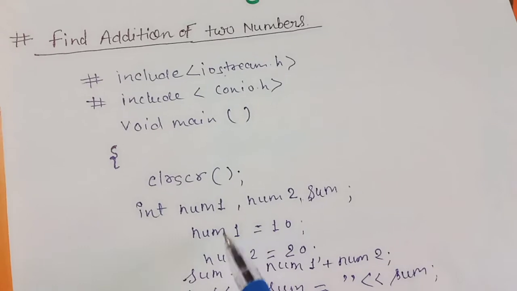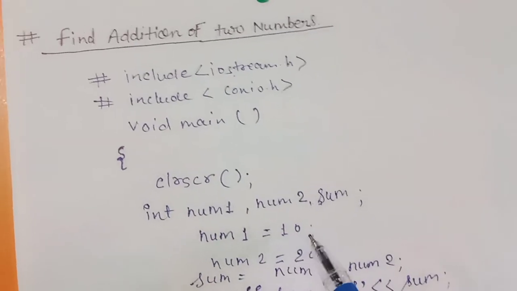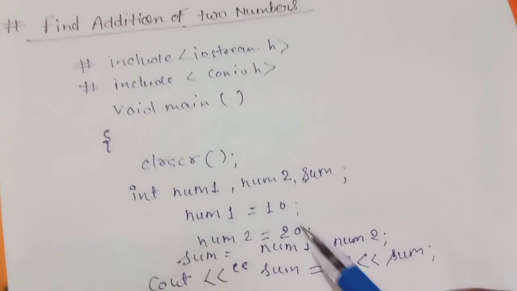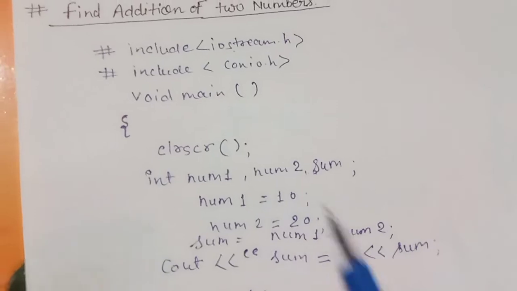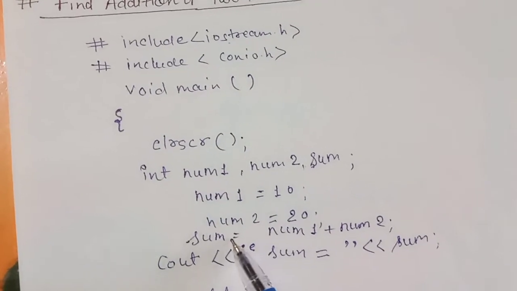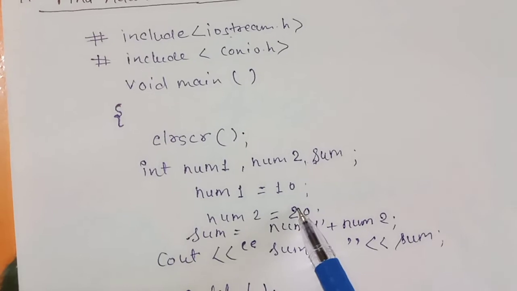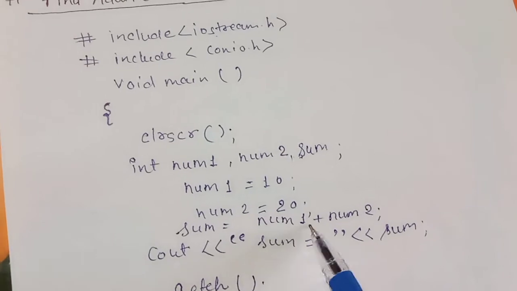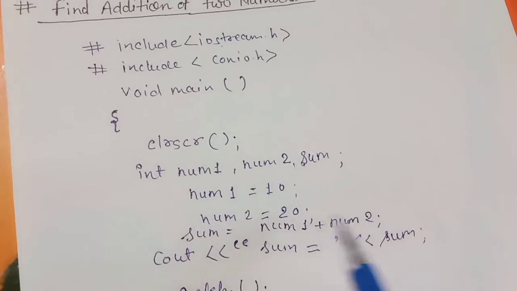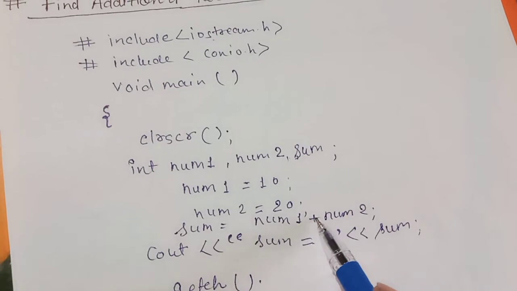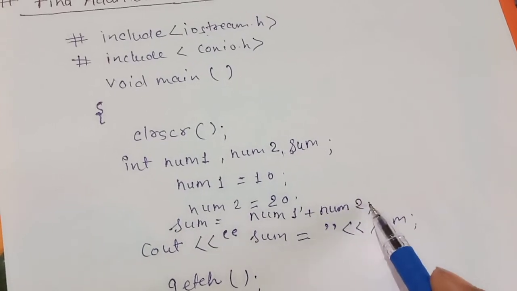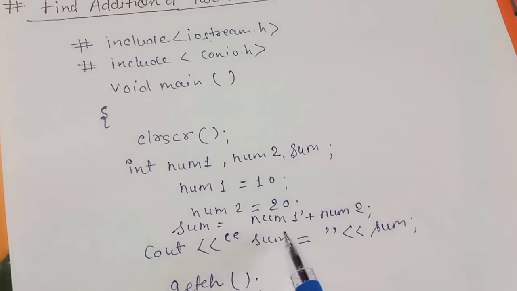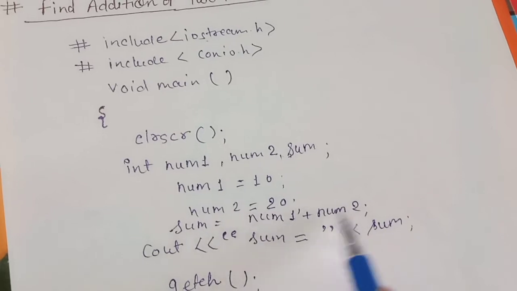Suppose the user gives num1 as 10 and num2 as 20. Then how do we add these two numbers? Sum is the variable that stores the result of num1 and num2, so sum is equal to num1 plus num2. This variable stores num1 plus num2, and that will show in the output screen. Here we use the semicolon and go to the next line. The output will show you number 1, number 2, and sum.